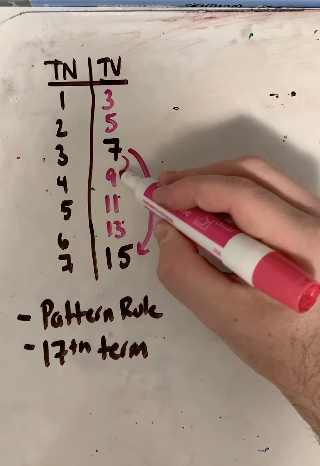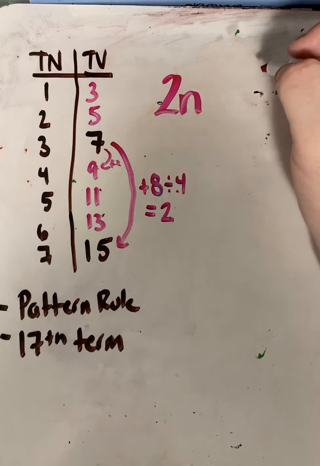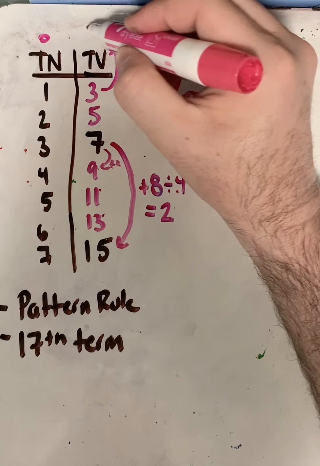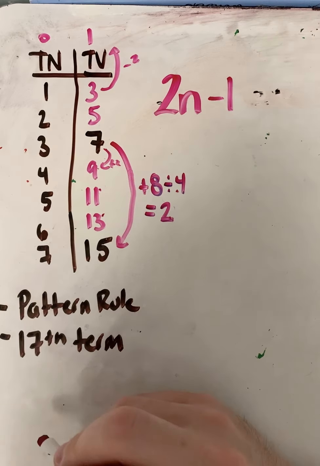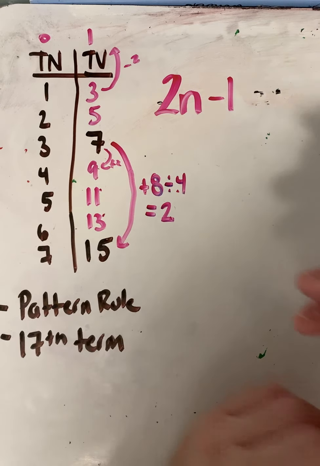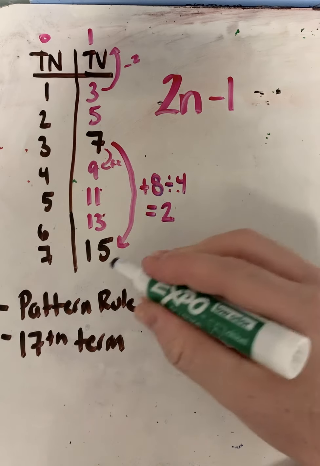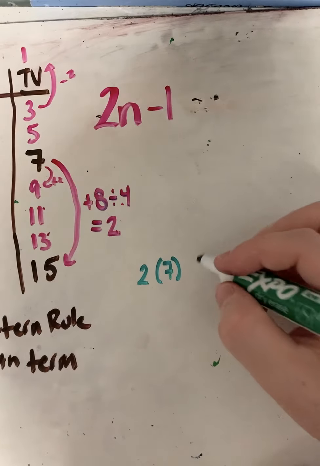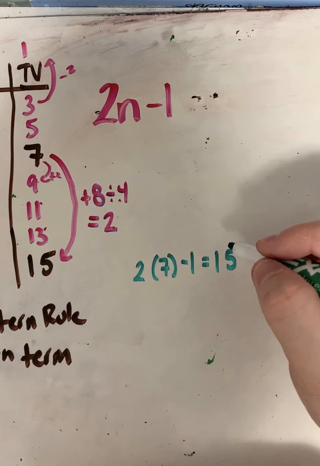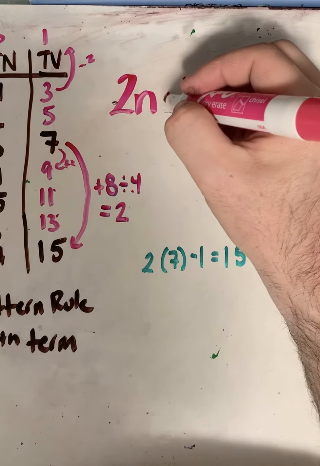So if I know that it's going up by +2, I still have to write the pattern rule. So I know it's 2n, and in this case I'm going to do term 0, so I'm going to work backwards. -2 = 1. So it would be 2n minus 1. Now, as a math person who struggled in math earlier on in life, I always want to double check it. So I'm going to do the 7th one. 2 times 7 minus 1 should equal 15. Oh, sorry, it's +1. What am I doing? It's a positive.